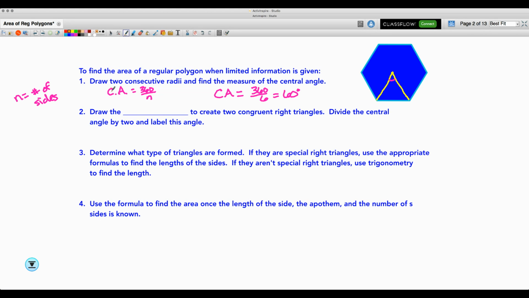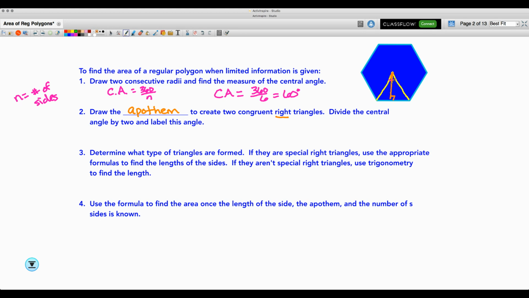Okay, step 2 is you draw in the apothem to create 2 congruent right triangles. So if I were to take from the center, and remember the apothem goes straight down to the center of the base, it bisects the base, that would create 2 congruent right triangles. Now, when you draw in the 2 radii, since the radii are congruent, this would be an isosceles triangle. So that's why when we draw in the apothem, it creates 2 congruent right triangles. It splits those. So then it says divide the central angle by 2 and label this angle.